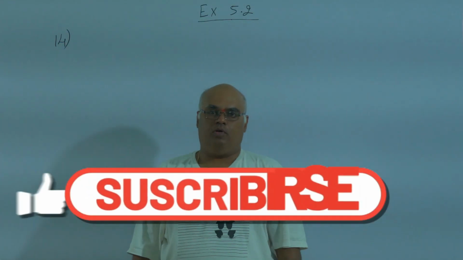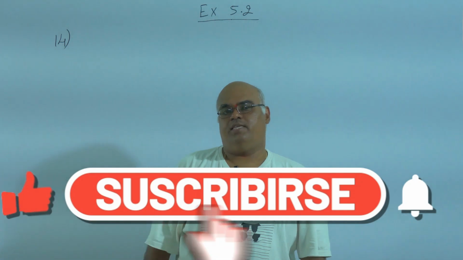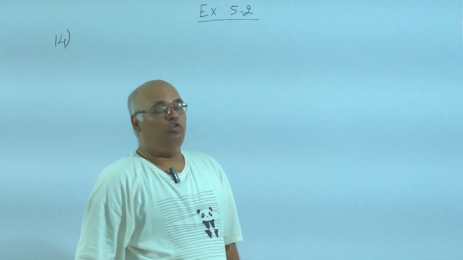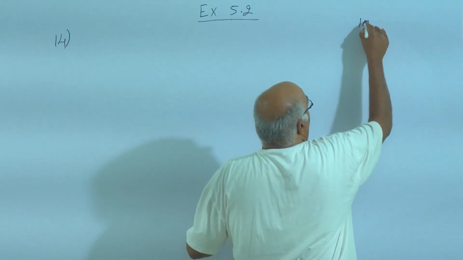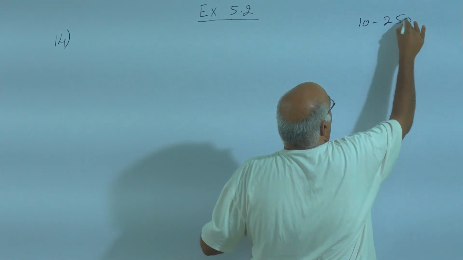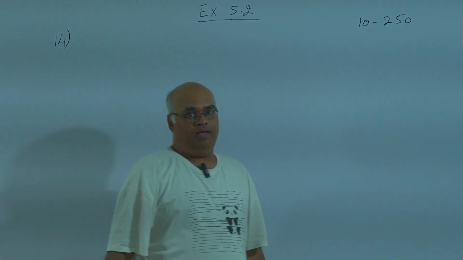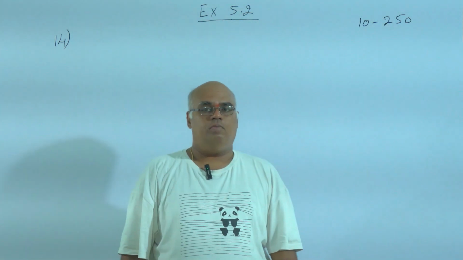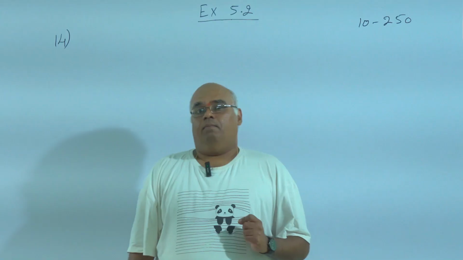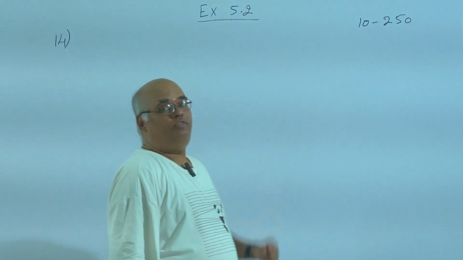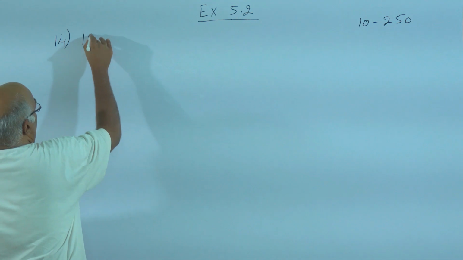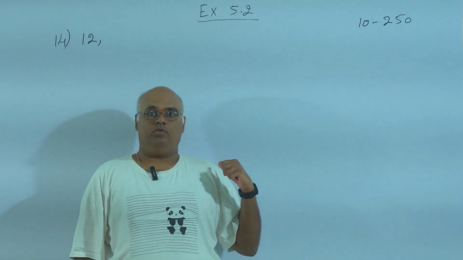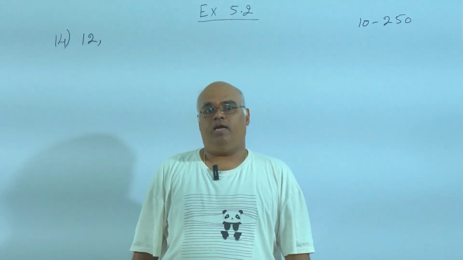Now let us see the 14th problem. The 14th problem says: how many multiples of 4 lie between 10 and 250? So between the numbers 10 and 250, how many multiples of 4 lie? Multiples of 4 are nothing but the numbers which are exactly divisible by 4. The least multiple of 4 between 10 and 250 is 12. So we got the first term of the arithmetic progression. Here we are not being given the arithmetic progression.